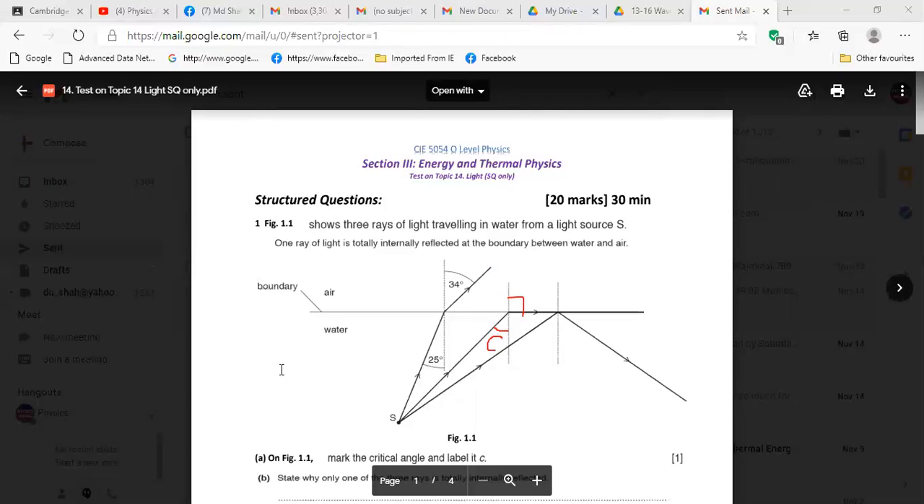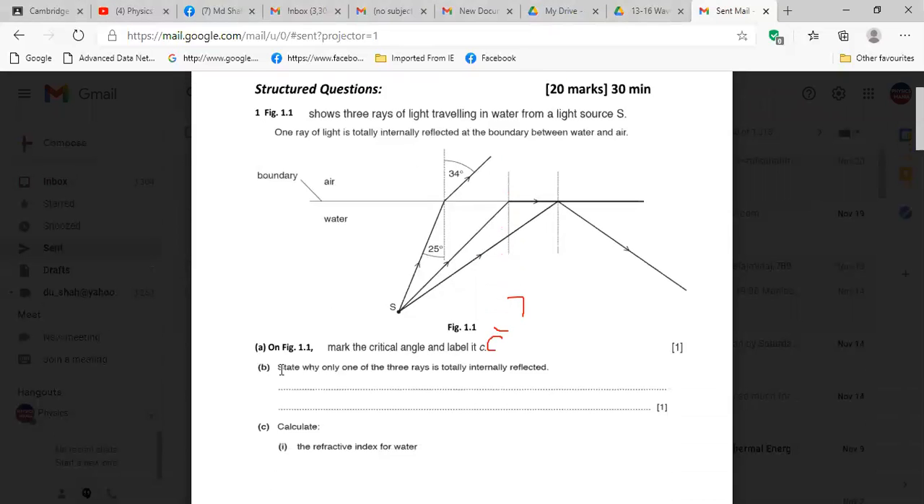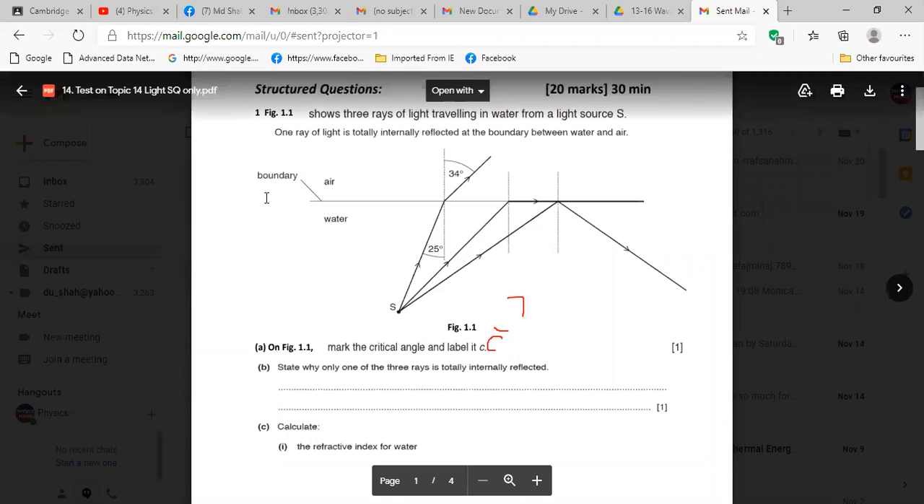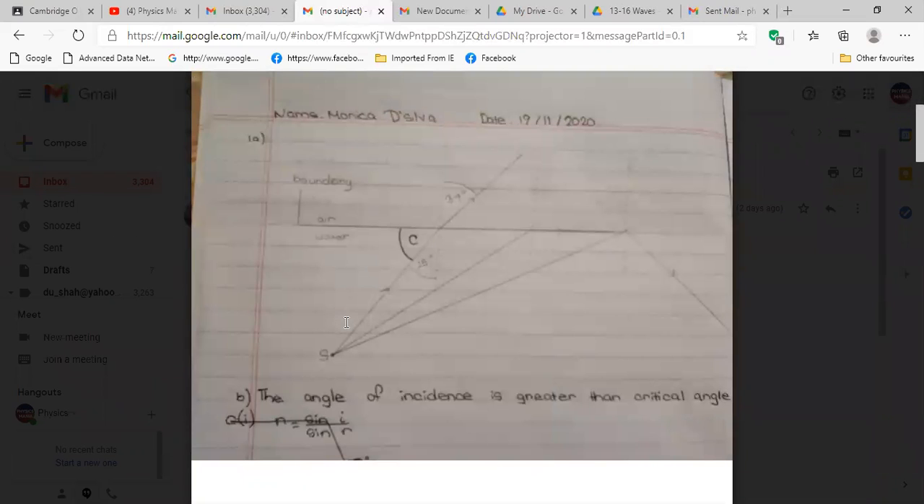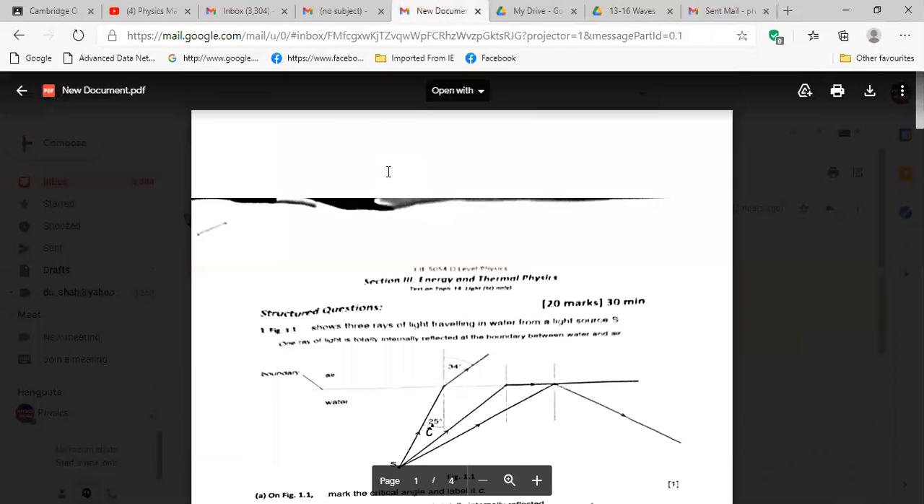Okay, 1A is done. Now we are going to 1B. State why only one of the three rays is totally internally reflected. Okay, so what should be the answer? The angle of incidence is greater than critical angle. Very good. So this should be the answer. Let us see what you wrote. The angle of incidence is greater than critical angle. Then what?